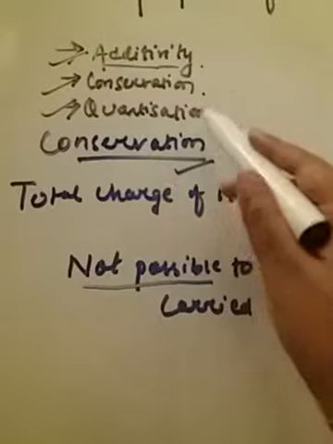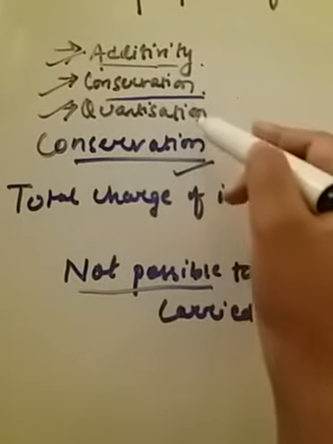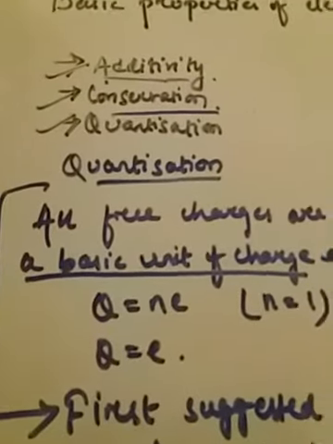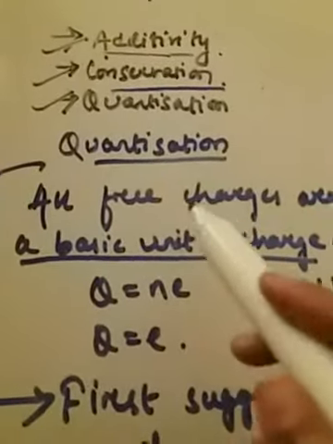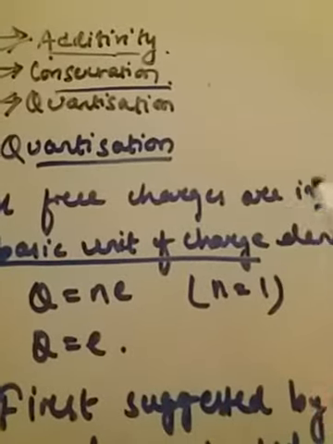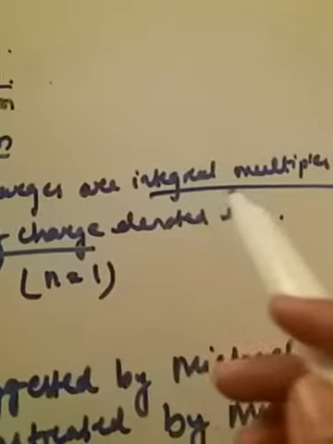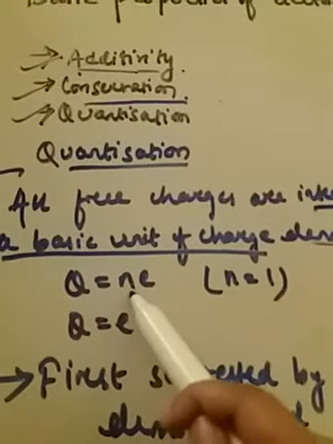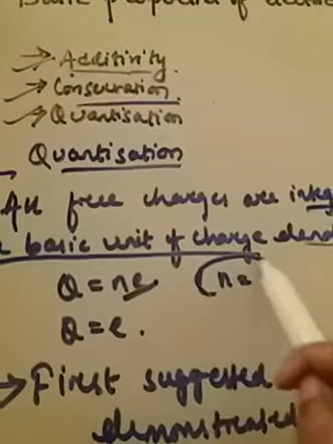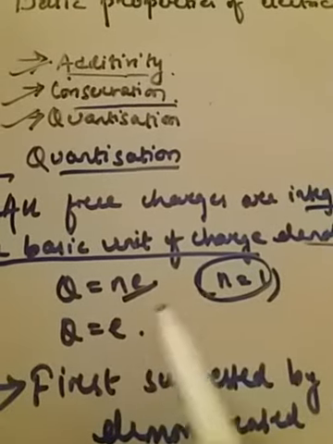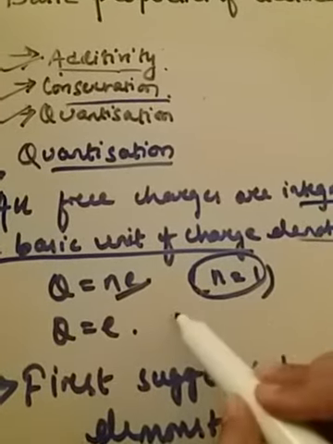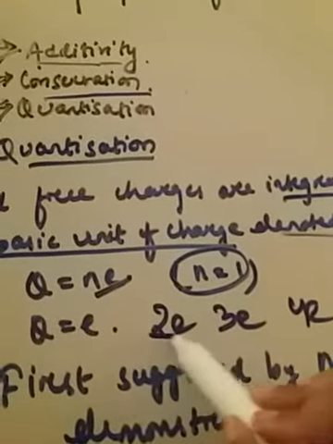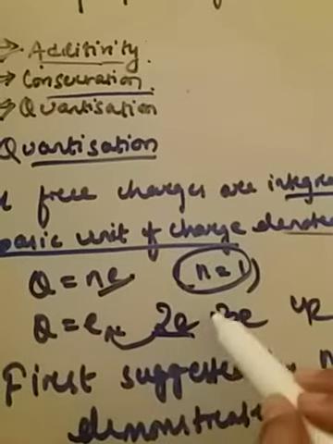Now let's see quantization of charge. What is that? All free charges are integral multiples of the basic unit of charge, which is denoted by e. As you know, the basic formula is Q is equal to ne. When n is equal to 1, we get Q is equal to e. If n is equal to 2, we get 2e. When n is equal to 3, 3e, 4e, and so on.